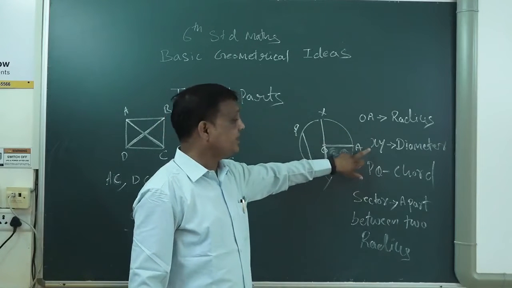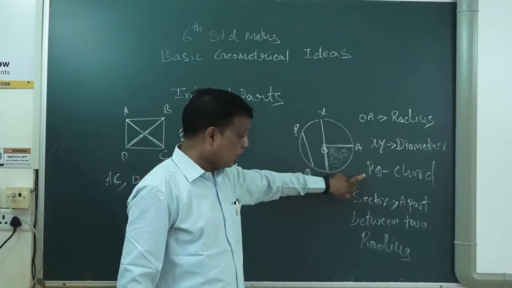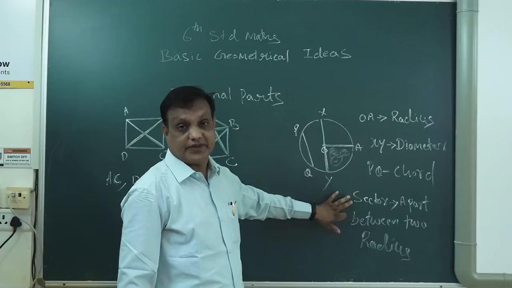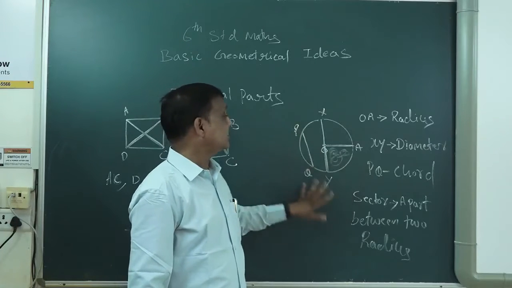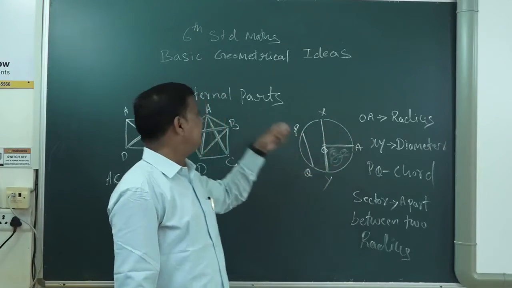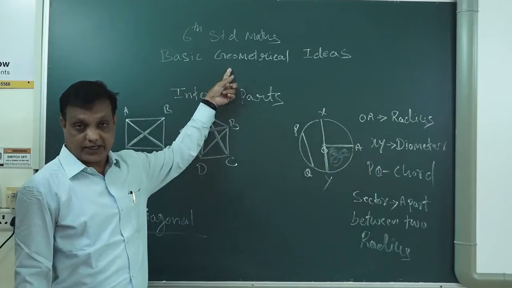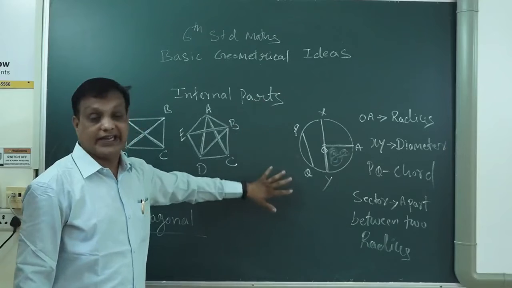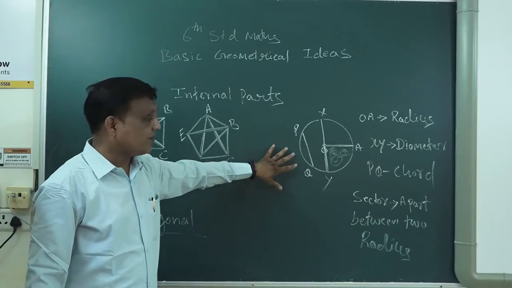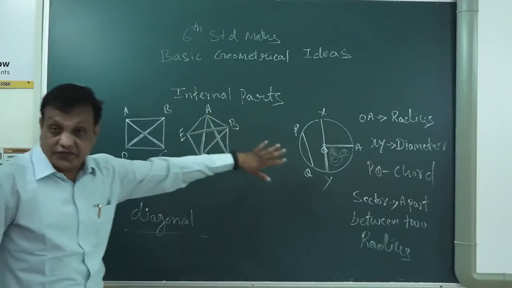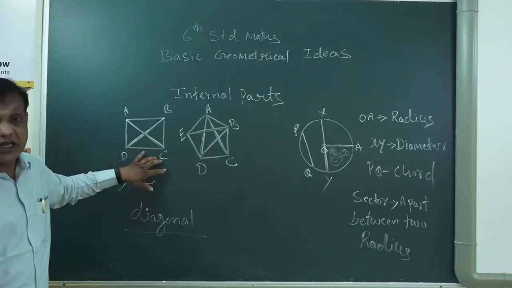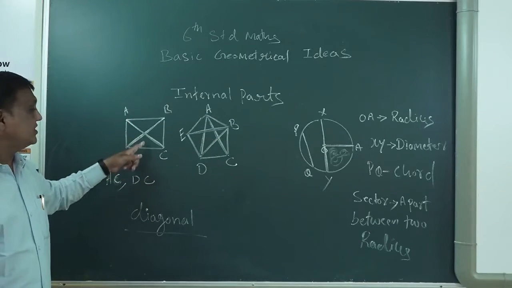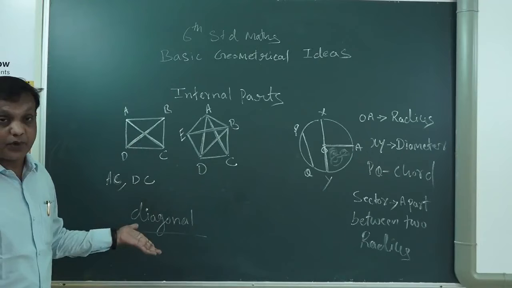So what do we see? Radius, diameter, chord, and sector. These are the internal parts of a circle. There are many more, but we have taken only the basic geometrical ones, the starting points which are important for us to know. These are the parts of a circle, and now these are the internal parts of polygons.